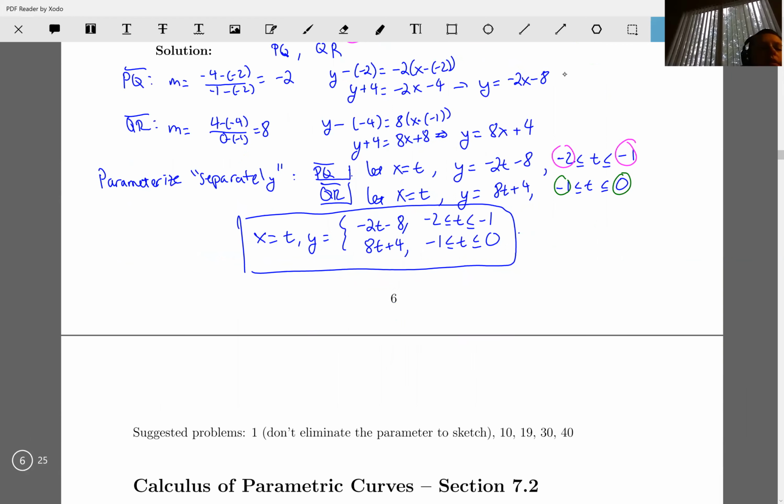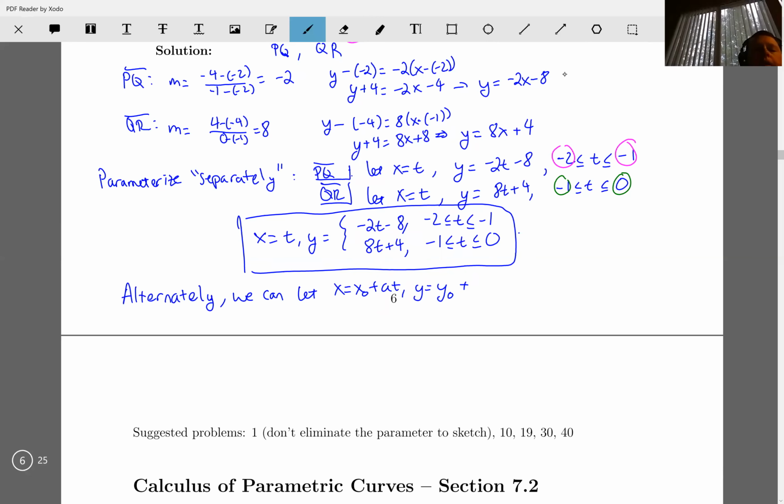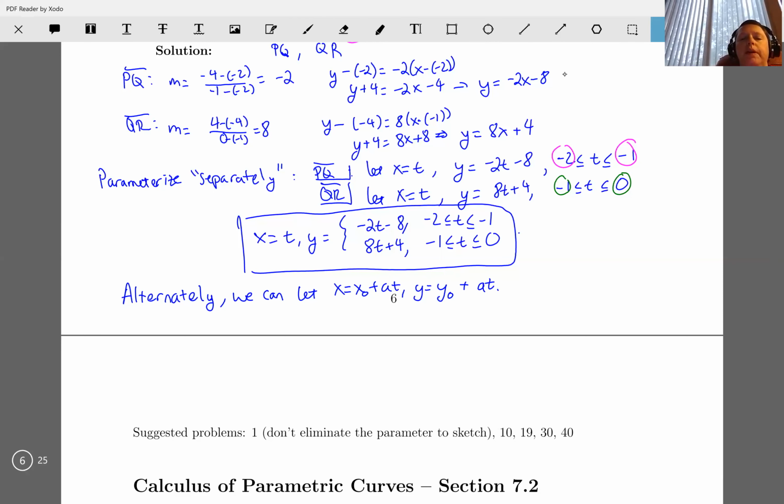As an alternative, some authors suggest letting x equal x naught plus at, y equals y naught plus bt. I don't necessarily see that as a necessity because we were very easily able to get the answers, and so that's kind of where I see it.